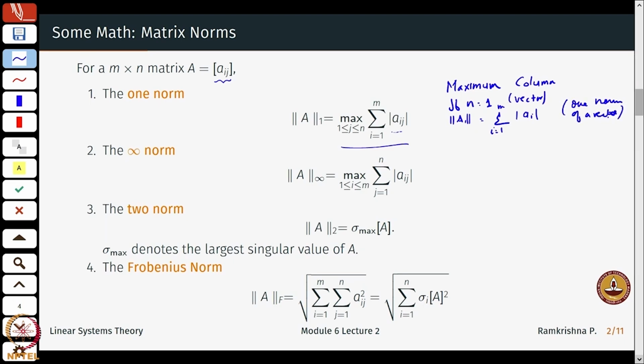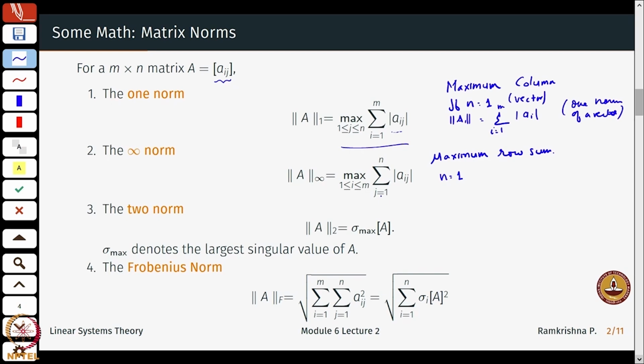Similarly, with the infinity norm, here I am looking at the maximum row sum. And similarly, I can derive that for the n equal to 1 case, I will have a vector, and this definition will coincide with the definition of the infinity norm in the case of a vector.